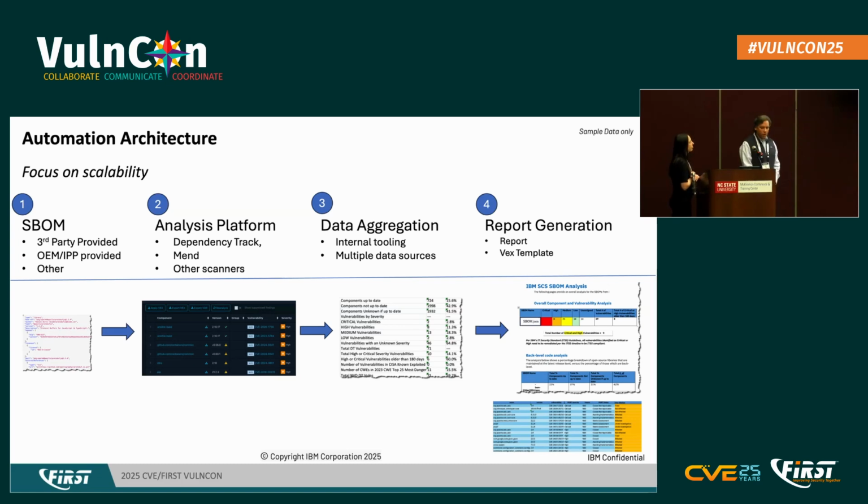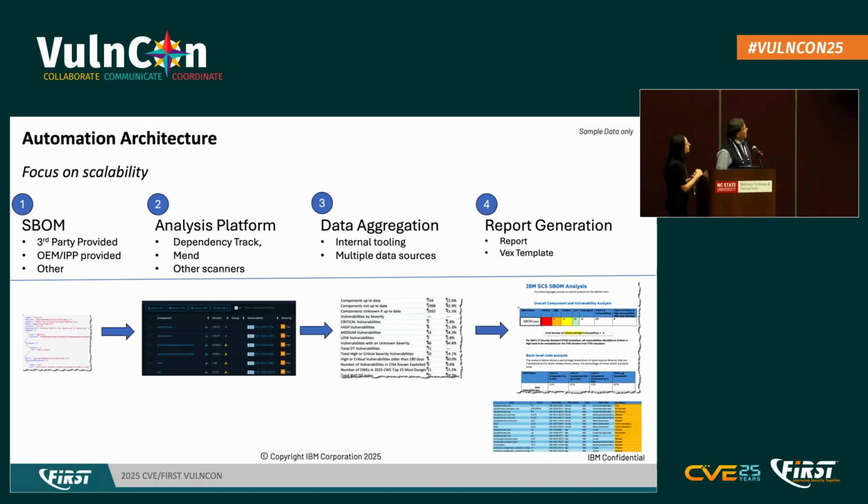So on the left, we've got the incoming SBOMs. These could be from third-party suppliers, vendors, what we call OEMs, or our intellectual property partners that are selling software under IBM. All of this needs careful scrutiny, including if we're doing maybe a merger or an acquisition. We bring all this into a platform, essentially tooling that does the analysis. I've cited some of those.